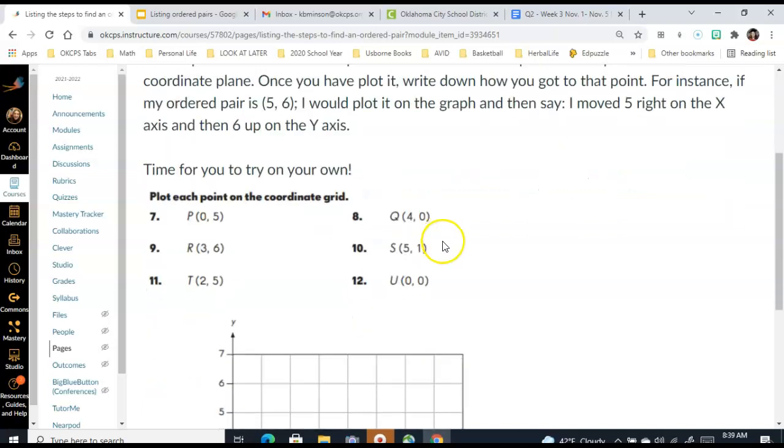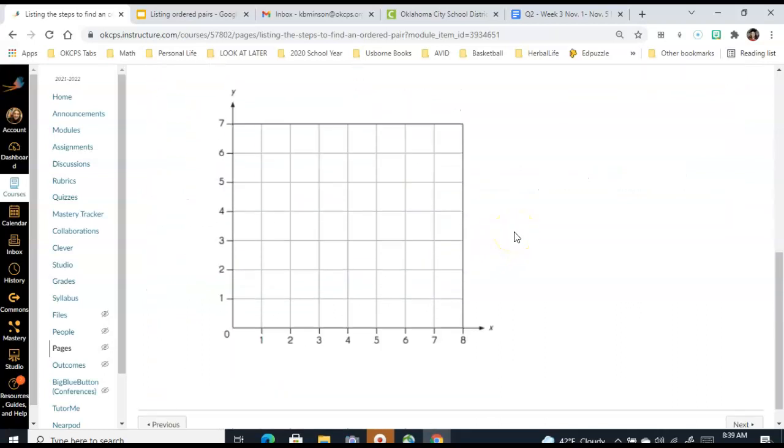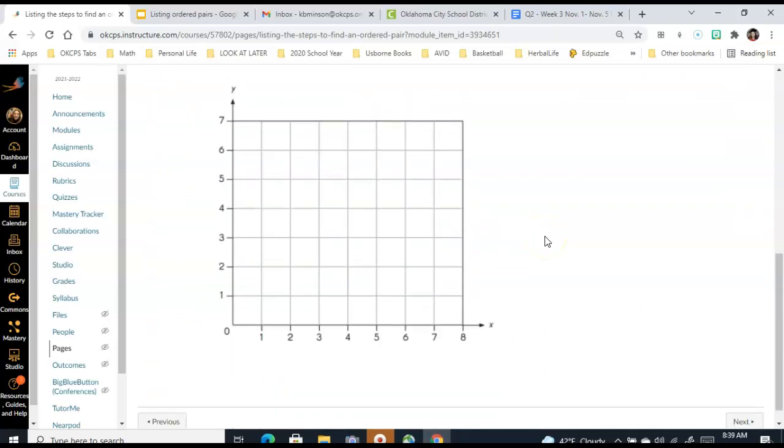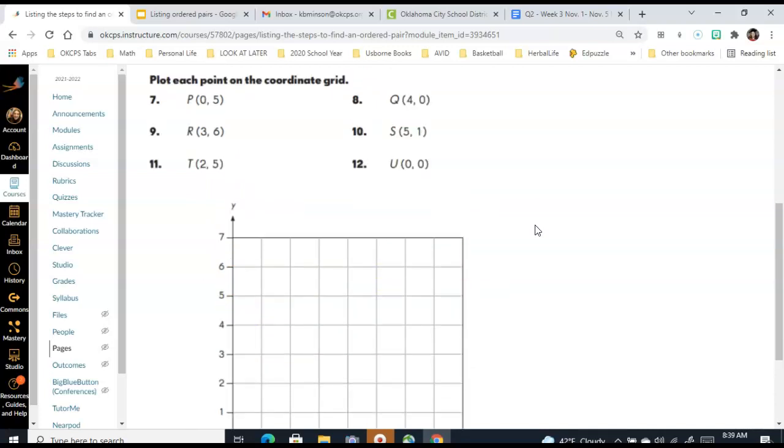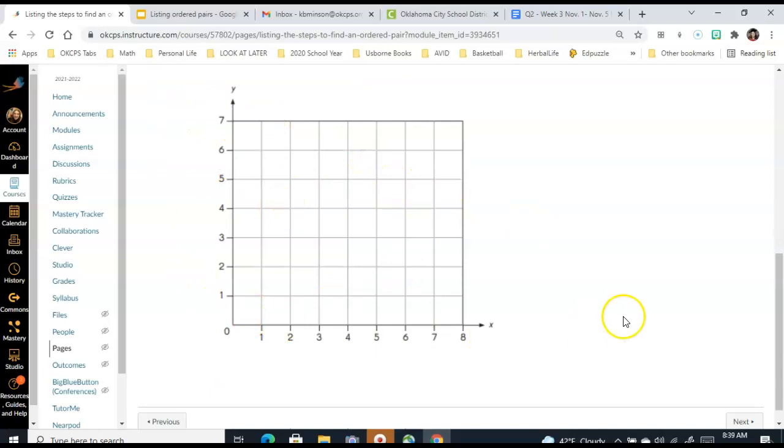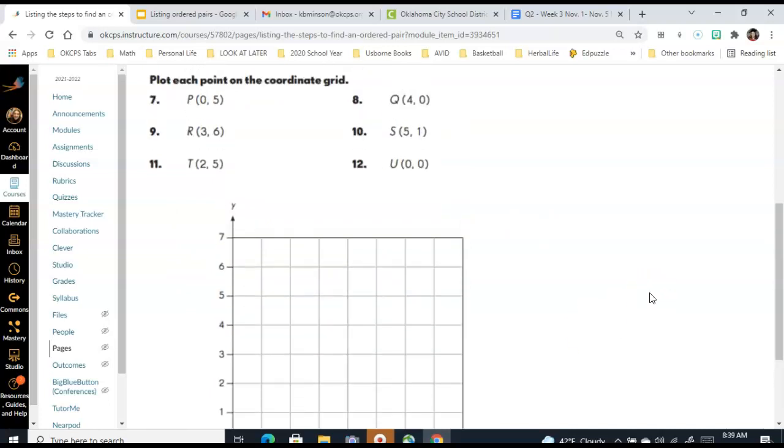So you're going to try some of this on your own. Now, I have graph paper that you can grab so that you can make this and then turn it in to me. Or you can make this in your notebook and show it to me tomorrow. So, for instance, we'll do number 7 first. It says to plot each point on the coordinate grid, P, and so you would plot the point and then put P next to it.